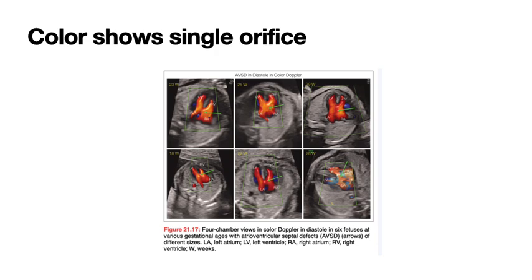Color can be used to find a single orifice. You can see in the middle bottom one, it's not that obvious, since the one in the middle top is much more obvious, where it comes in through one orifice and then separates into the ventricles down at the bottom where there is a septum.